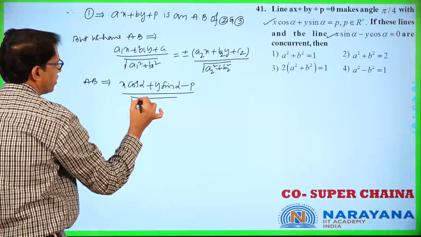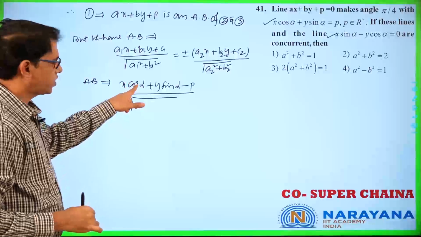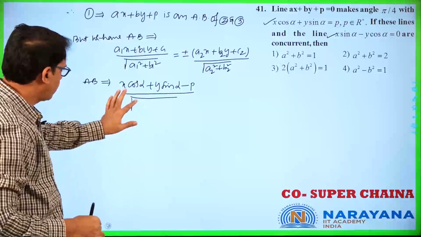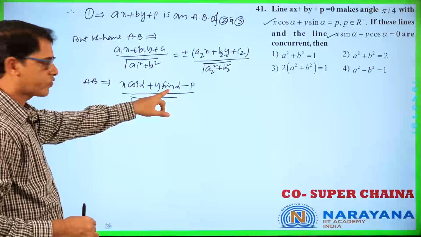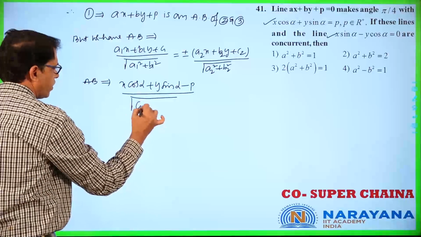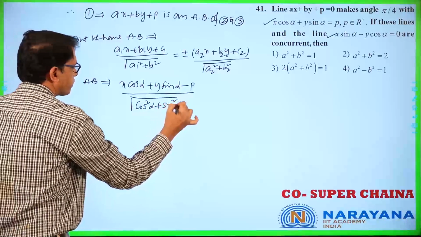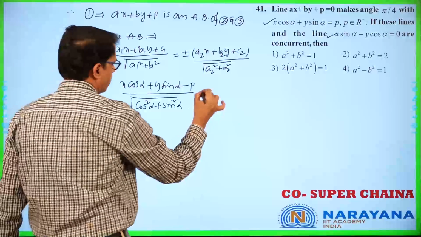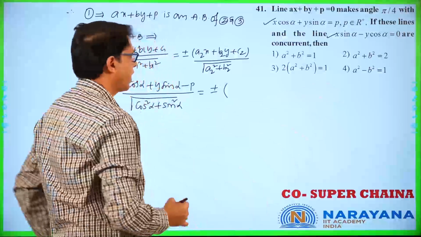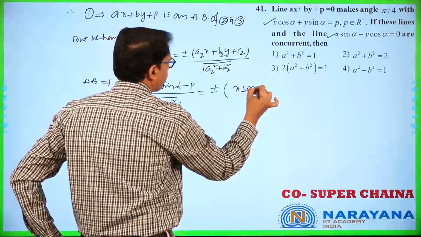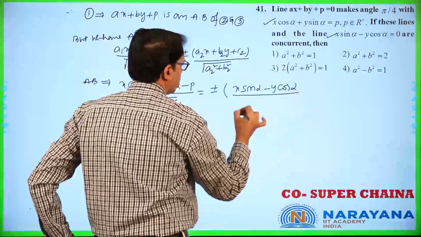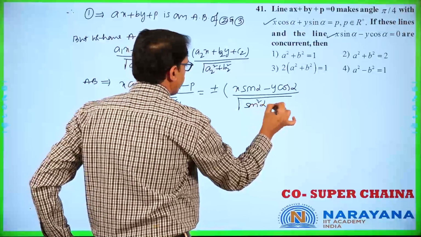So what is a1 square? The x coefficient is cos square alpha. Then b square means sin square alpha. Obviously it reduces to 1, so it is cos square alpha plus sin square alpha. The right hand side equals plus or minus of the second line, so it is x sin alpha minus y cos alpha, the constant is 0, upon root over sin square alpha plus cos square alpha.